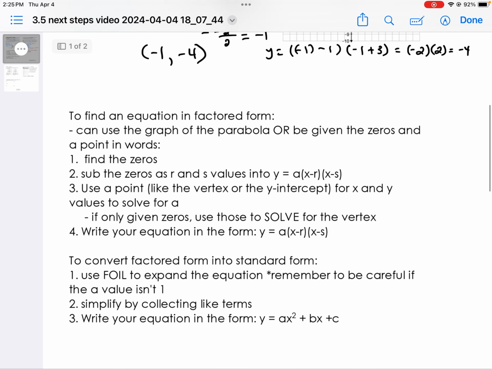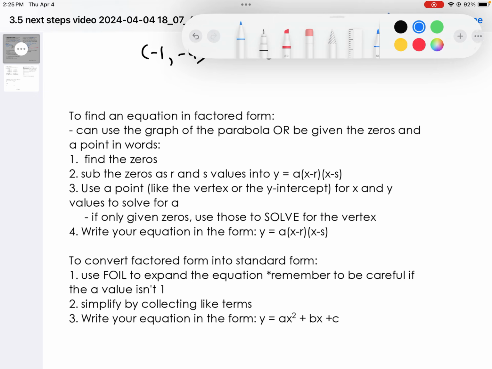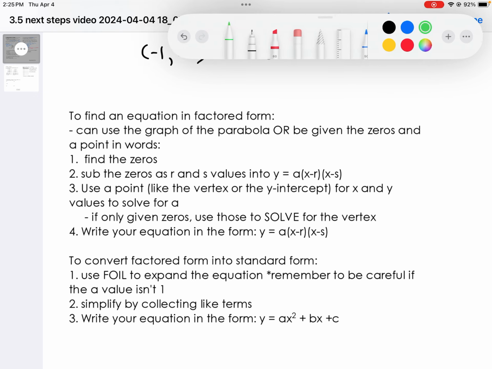Okay, so when you have an equation in factored form, these were the 3 steps we did. You either had to be given the graph of the parabola so you could find the zeros, or sometimes the question said the zeros are, and they would have given you 2 values, and then another point in words. So you would have to find the zeros, sub the zeros in as r and s values into the given general form of factored form.